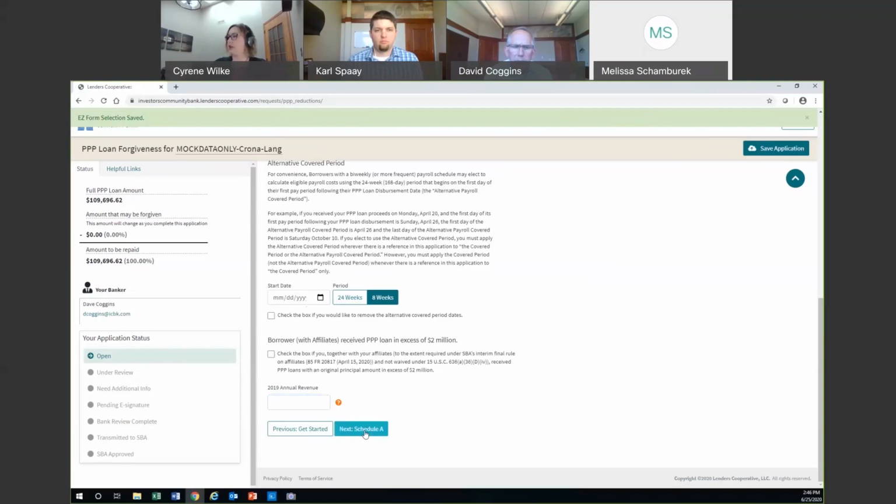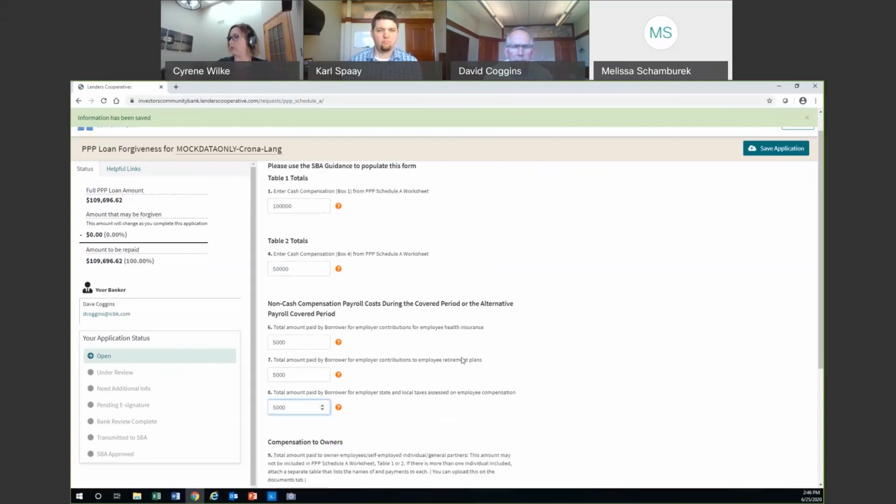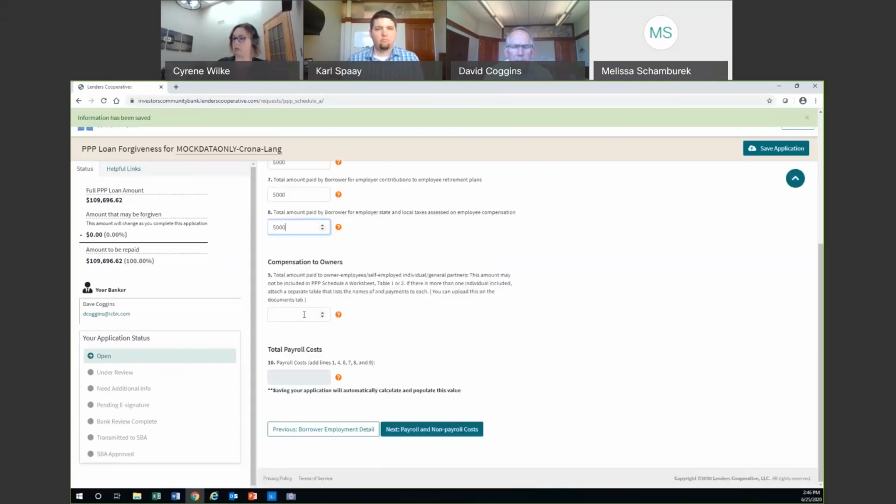Next, we can move into Schedule A. Here's where you can enter in your cash compensation. I'm just going to work through and enter in some fictitious numbers here, but you would use your Schedule A worksheet as a guideline. Now, when you're entering in your numbers, simply hit the Save Application.